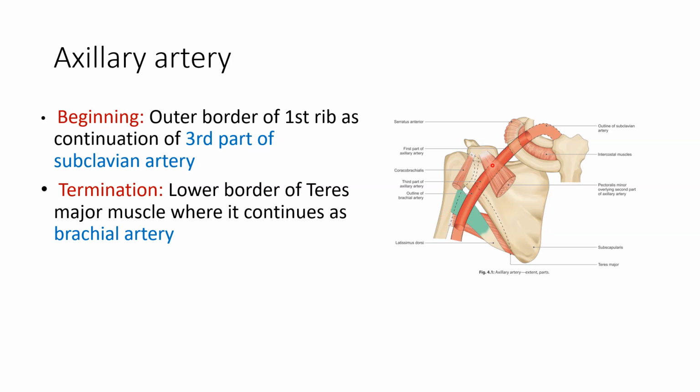In this picture, you are seeing the pectoralis minor muscle, and this pectoralis minor muscle divides the axillary artery into three parts.